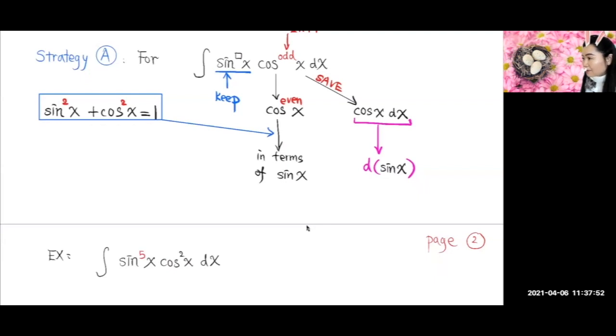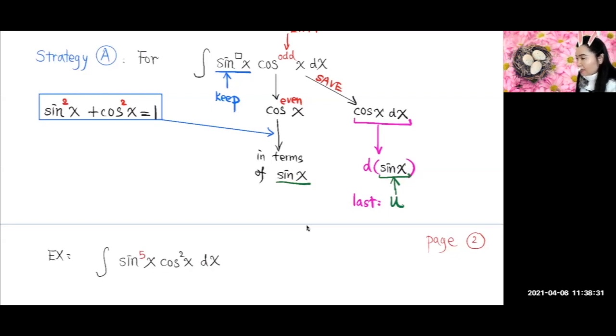And then the last part over here is do the u-sub. So you're going to let this be u. So this last part here, you let u be sine x. And then this will be in terms of u, and then this is du. Okay, and then you know how to do it.